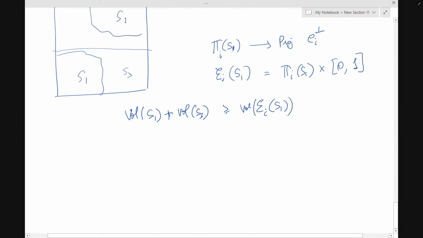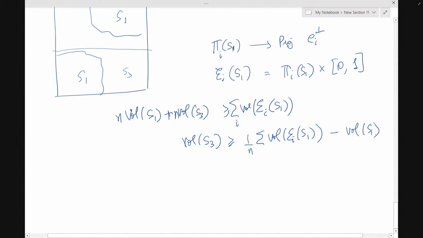Now, this is true for each i. Let's add it up over all i's. And we get n times this plus n times this is greater than or equal to the sum of these. So now I'm going to get my bound on volume of S3, which is what I want, is at least, not n here, sorry, this is the summation. They are not necessarily equal. 1 over n times the summation of volume of epsilon_i minus volume of S1. Great.